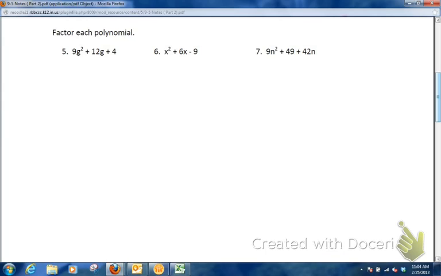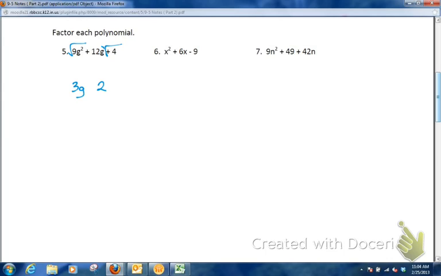So, number 5 here, let's double check to see if this is a perfect square trinomial. And again, it kind of looks like it is because 4 is a perfect square, 9g squared is a perfect square. Whenever you see that, you're going to first think, well, maybe it's a perfect square trinomial. So let's double check. What's the square root of 9g squared? 3g.